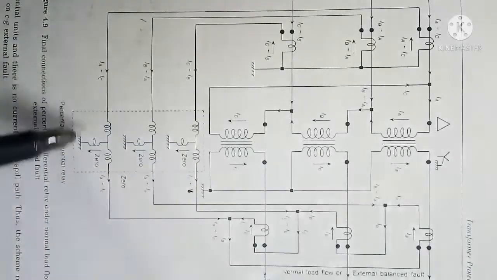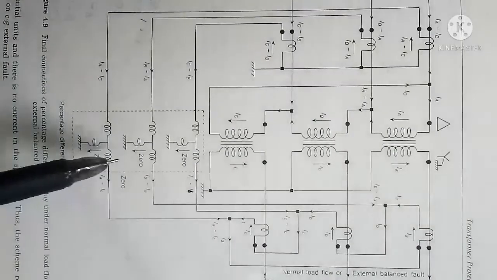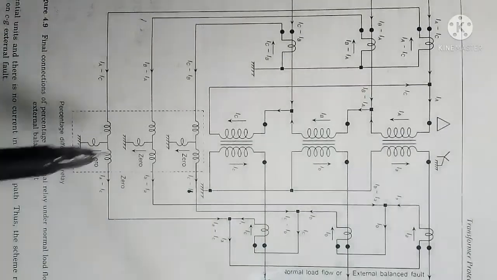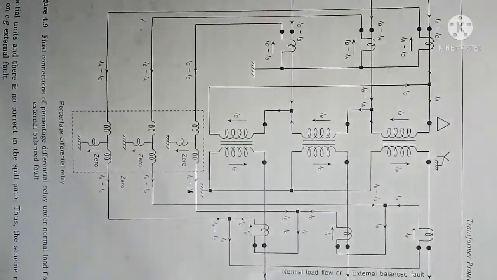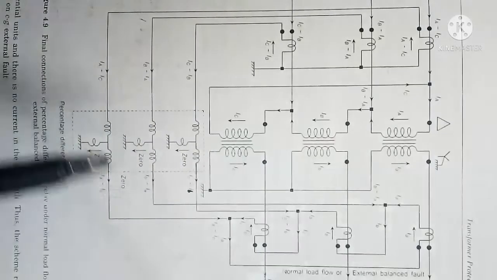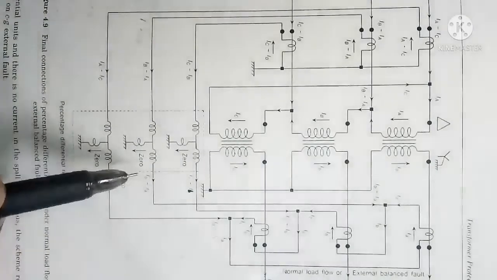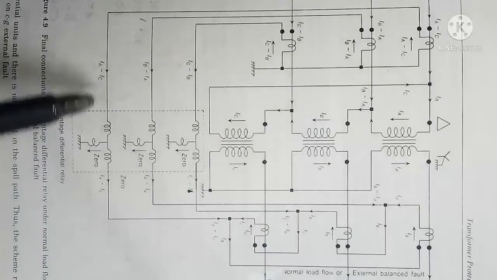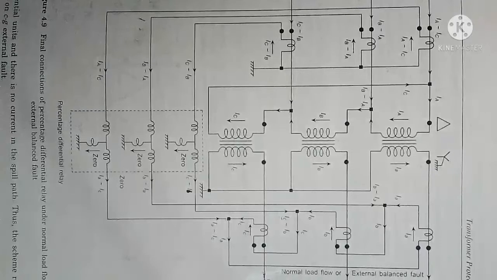Here you can see percentage differential relay for protection of transformer. There are three parts in it. First part is for first line, second part is for second line, and the third part is for the third line.